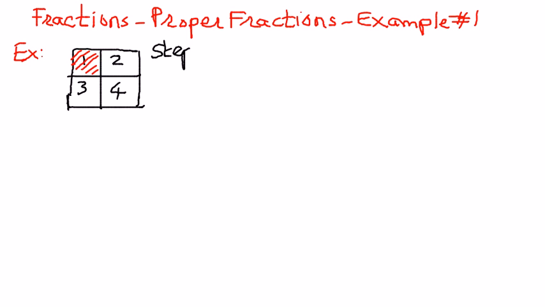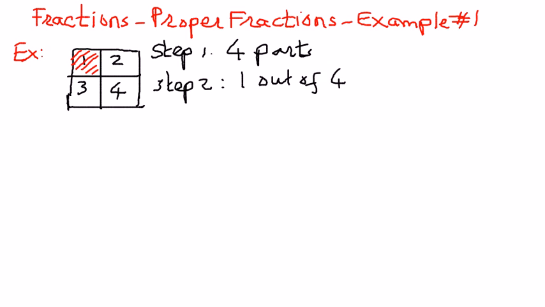Step number one. There are 4 parts to this figure. The things we want to recognize are as follows. In this figure, there are 4 parts. As step number 2, 1 out of the 4 parts is shaded. 1 out of 4 parts is shaded.